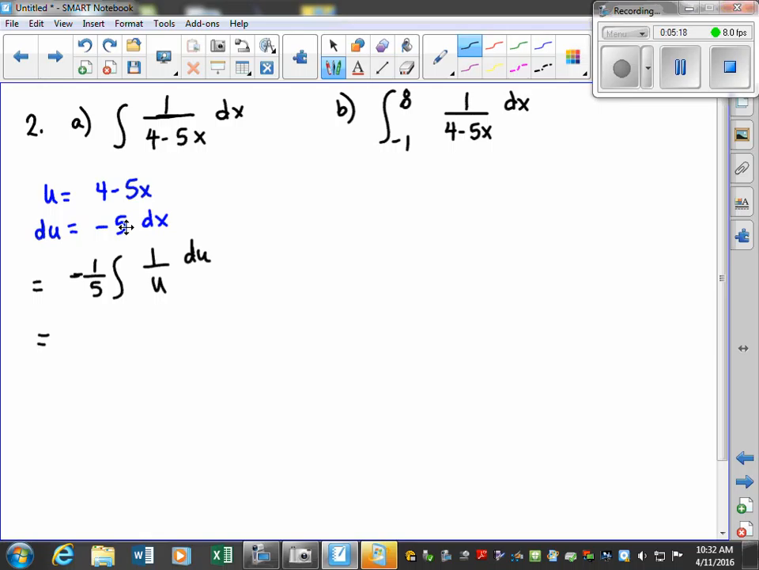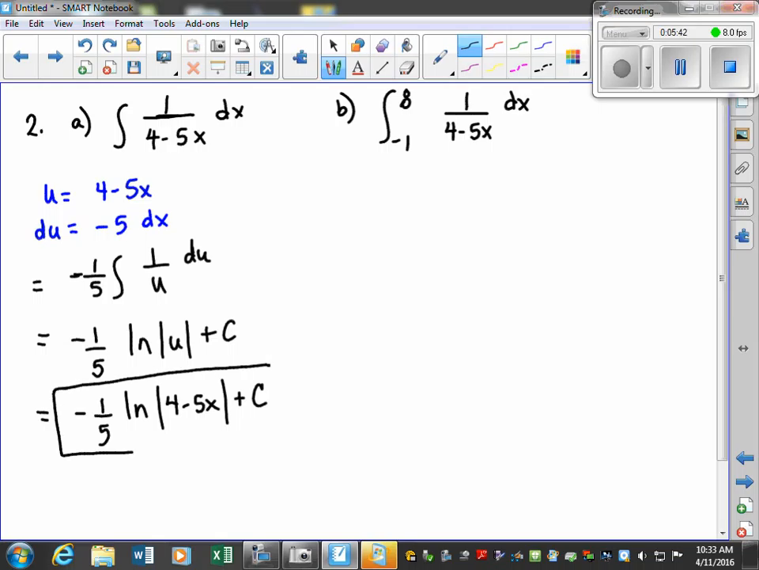Okay, so now we're ready to simplify this. Let's just bring down our -1/5. This is the natural log of u plus a constant. We'll go one more step to replace our u with 4 minus 5x plus a constant. Okay, so either one of those is the correct answer.